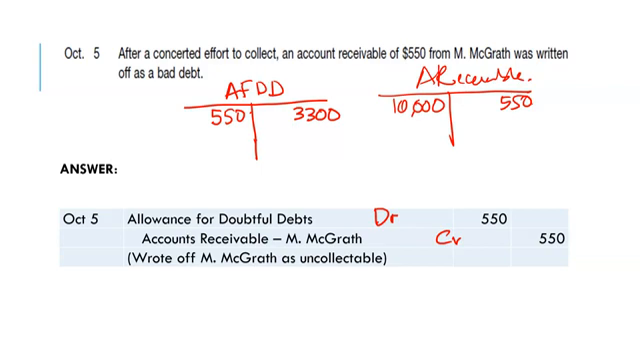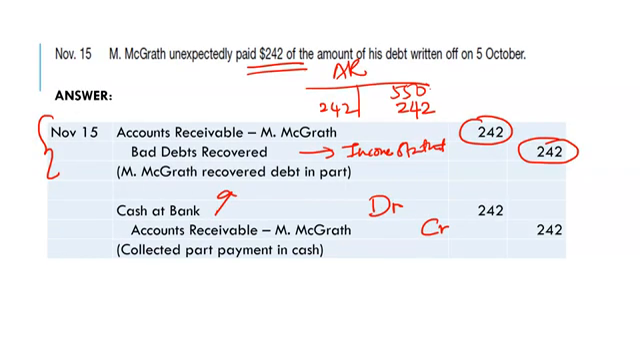Unexpectedly, out of the blue, McGrath came and paid 242. You already closed the McGrath account by writing off 550. This is what you did before this. So now you need to reinstate. You need to debit plus 242.